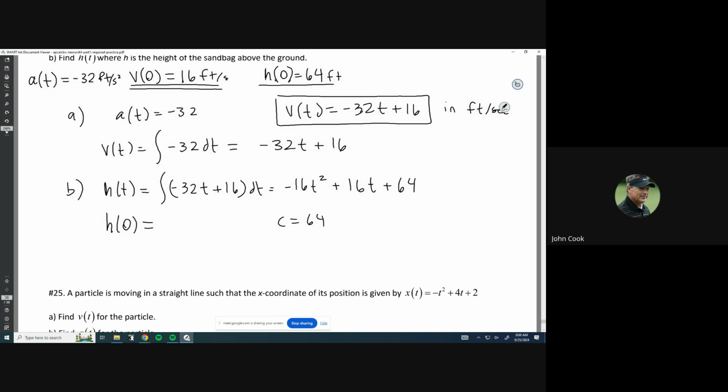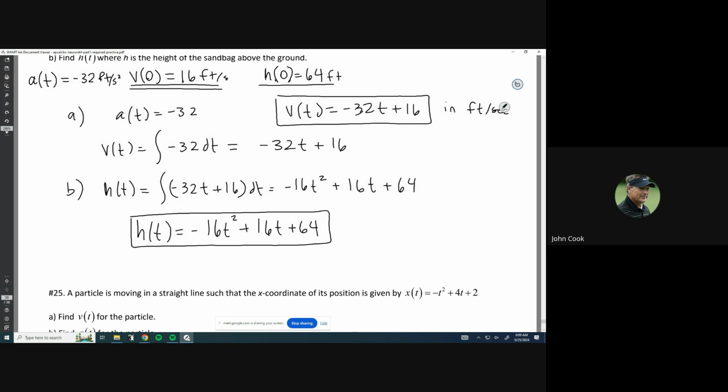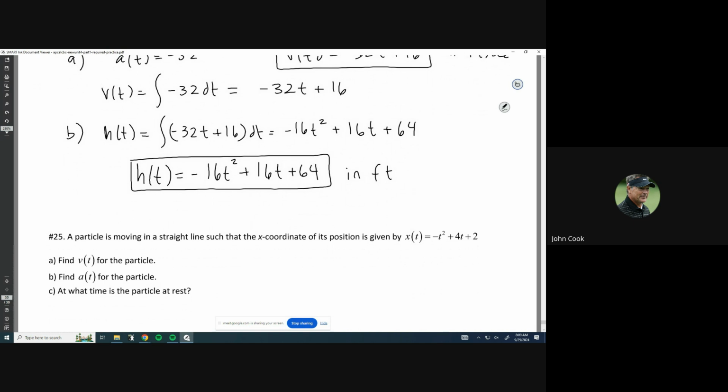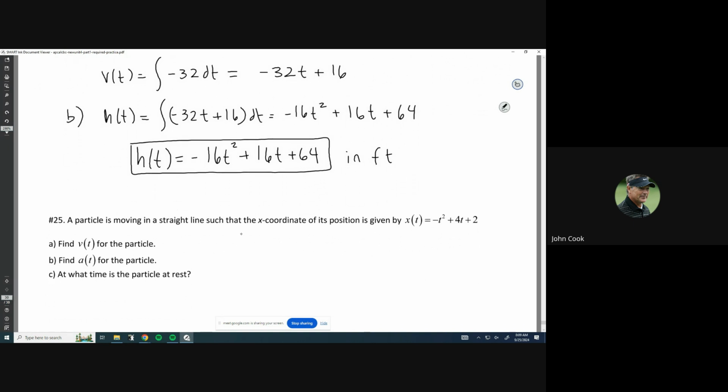All right, so once I have all of that, I can write out my function. The height of the sandbag at any given time t is equal to negative 16t squared plus 16t plus 64. That's my function, and you can answer that in feet for your units. Easy enough. I didn't use the distance or displacement formulas, but still know those because those might show up on the test.